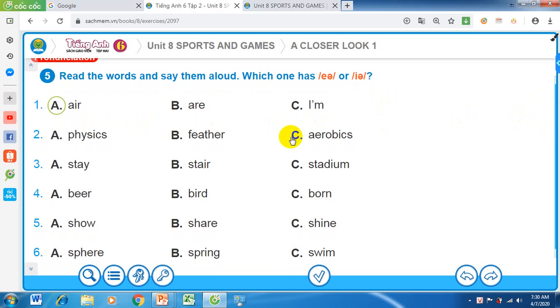Number 2. A. Physics. B. Feather. C. Aerobics. So, which word? Yes, of course, aerobics. Air.